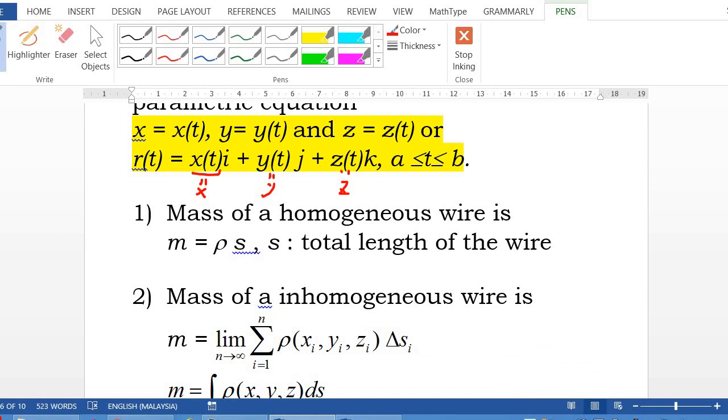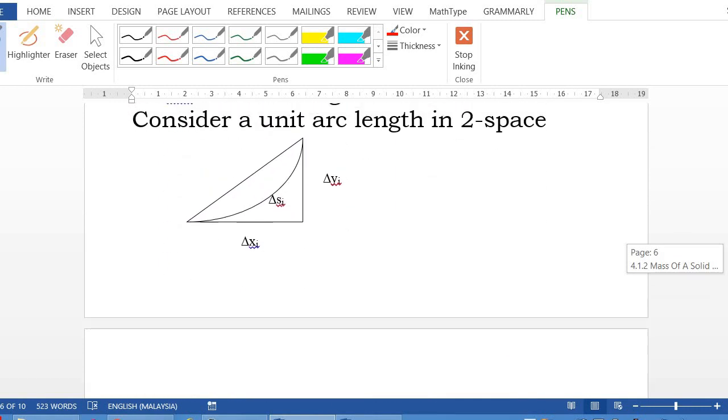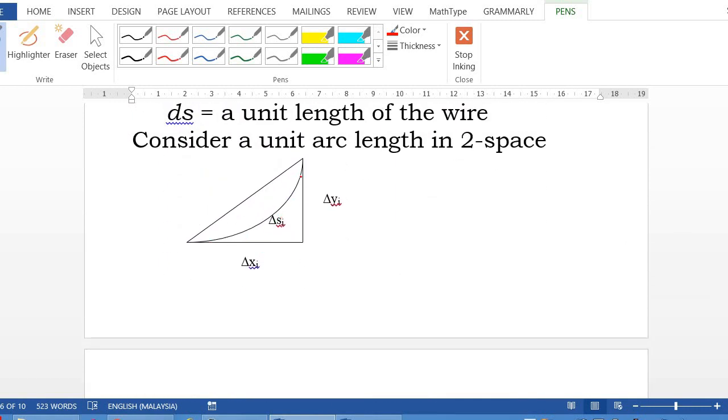Okay, if we have the mass of an inhomogeneous wire, it means the density function is not constant but is a function of x, y, z. Then you have rho(xi, yi, zi) times delta si, where delta si here is actually one small unit of the arc length in space.